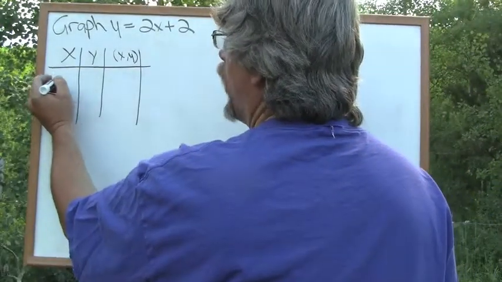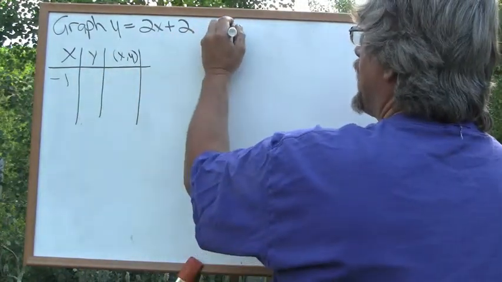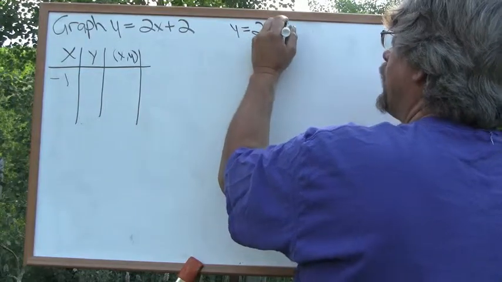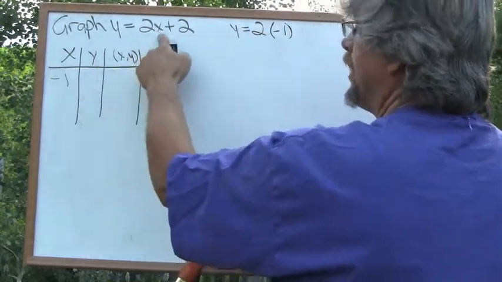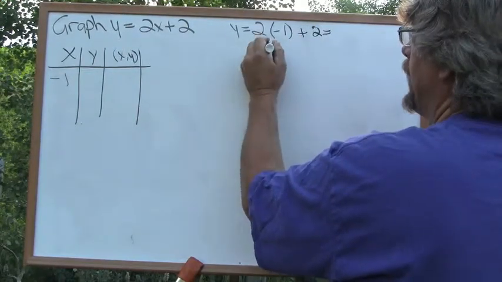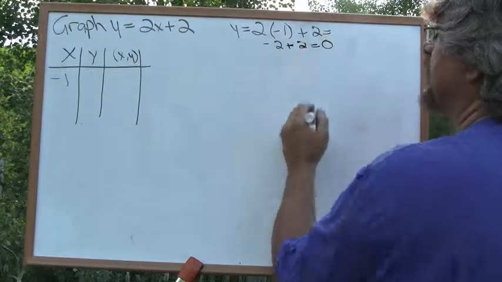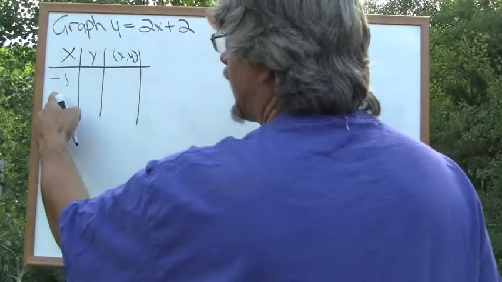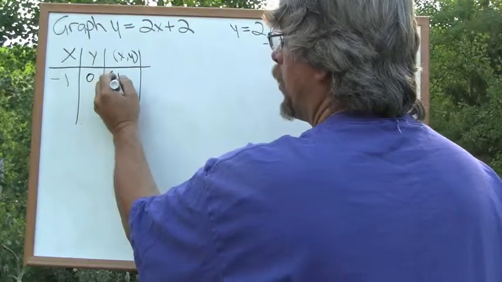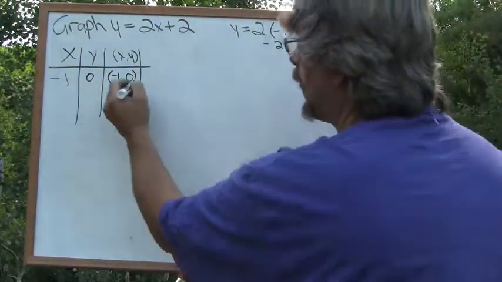Let's pick -1. If x is -1, then y equals 2 times -1 plus 2, plugging and chugging our number into x. That equals -2 plus 2, which is 0. So when x is -1, y is 0, and there's our first coordinate pair, -1 and 0. Isn't that cool how that works?